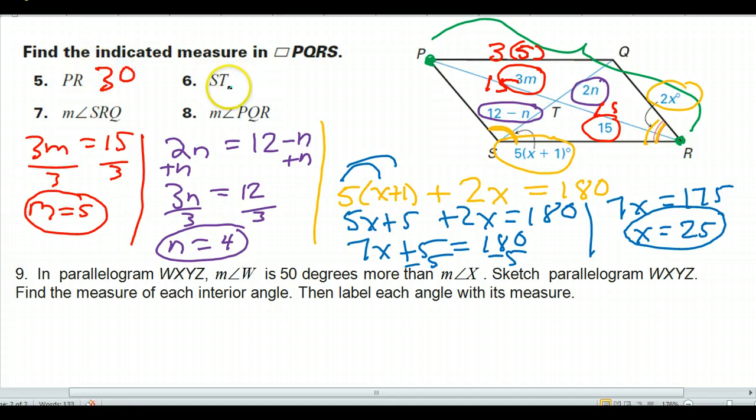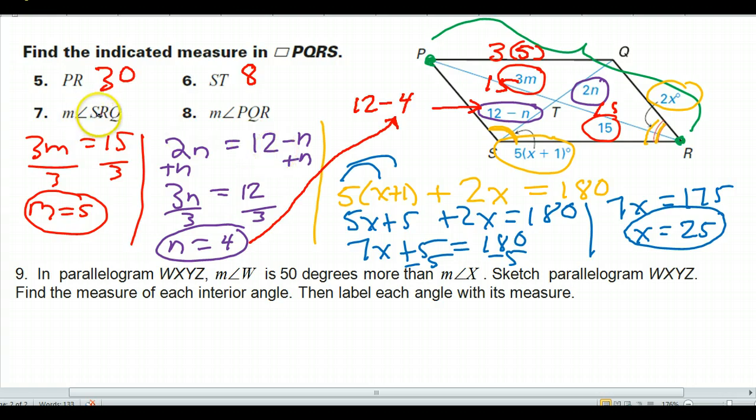So 15 and 15, so that's going to be 30. If I want ST, that is 12 minus n. So that's going to be 12 minus 4, because n is 4. So that's going to be 8.